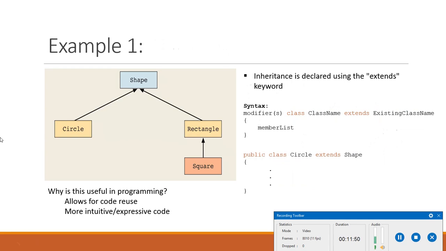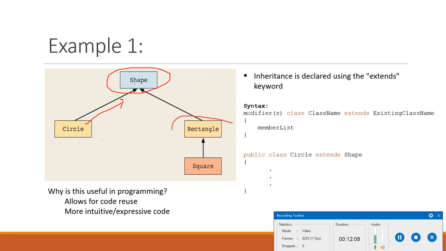Alright, so here we have an example. We create a class Shape. Then we derive a class Circle from Shape. So my syntax will look like: public class Circle extends Shape. This is how we use inheritance.